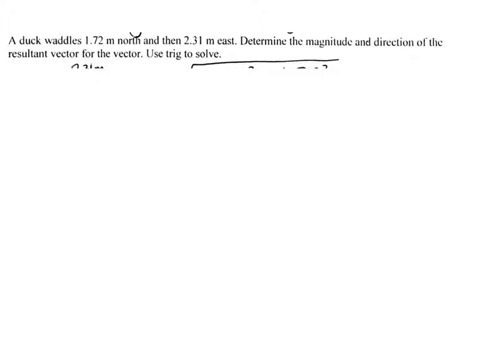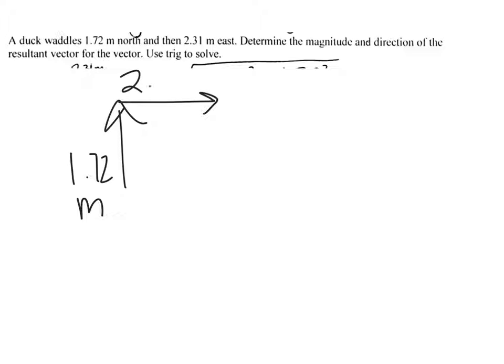Hey guys, so in this question we've got a duck waddling 1.72 meters north, and then it heads 2.31 meters east. We want to determine the magnitude and direction of our resultant vector, so that's going to connect from where the duck started to where he ended. So this is our resultant vector.